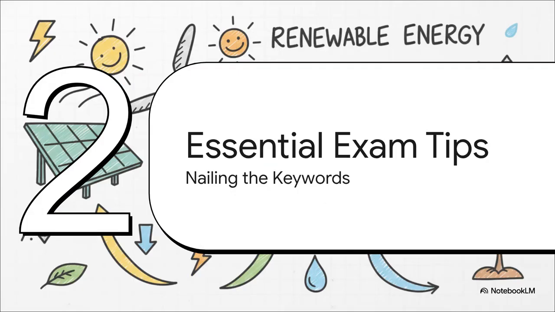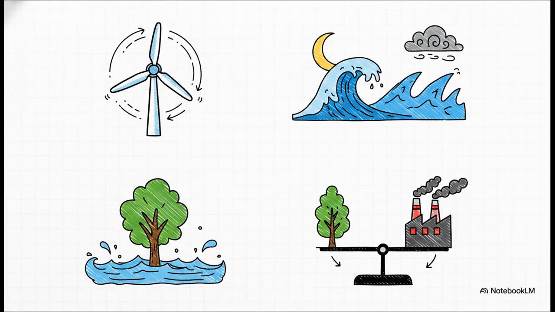And finally, Section 5, Essential Exam Tips. It's all about nailing those keywords. Memorizing and deploying these exact keywords is going to prove your deep understanding to the examiner. Don't just casually say wind is unreliable. Call it intermittent or weather-dependent. Always contrast the predictable nature of tides with the unpredictable nature of waves. When you're talking about dams, explicit phrases like habitat destruction or flooding valleys are what score the points. And finally, when discussing biomass, always clarify that it is carbon neutral in theory, but not always in practice. That little bit of nuance shows top-level understanding.